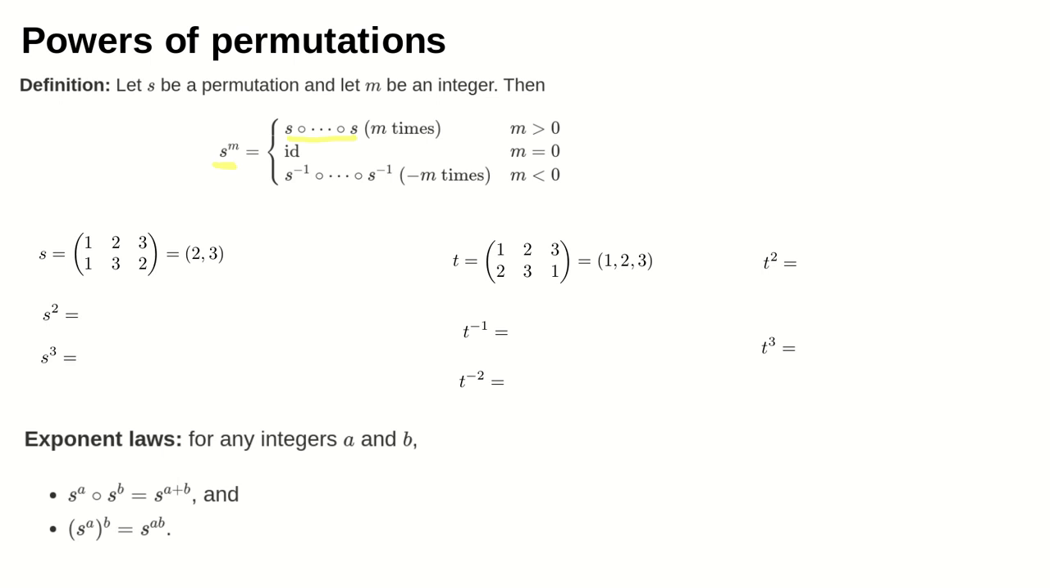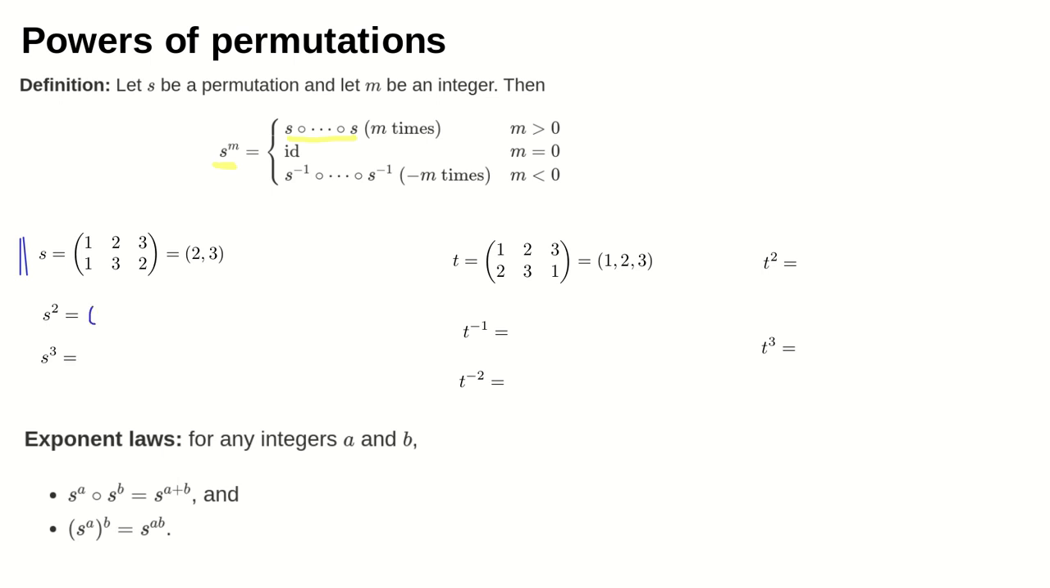If you think about it, this is precisely how we define s to the power m if s was a real number. Let's see some examples of this, starting with the permutation s, here being this permutation in two-row notation, whose disjoint cycle decomposition is just the 2-cycle (2 3). So if we do this, then s squared means s composed with s.